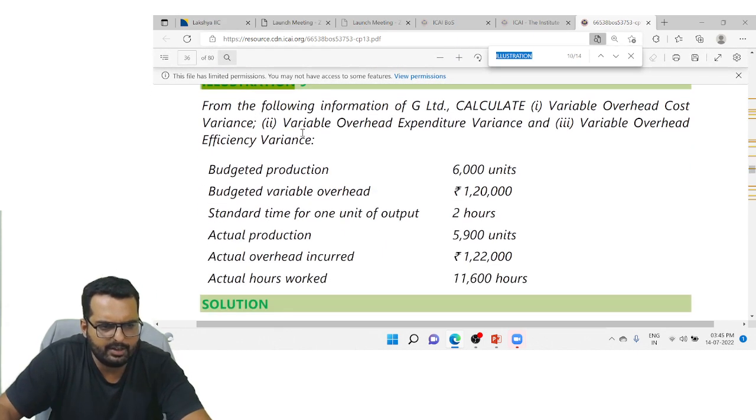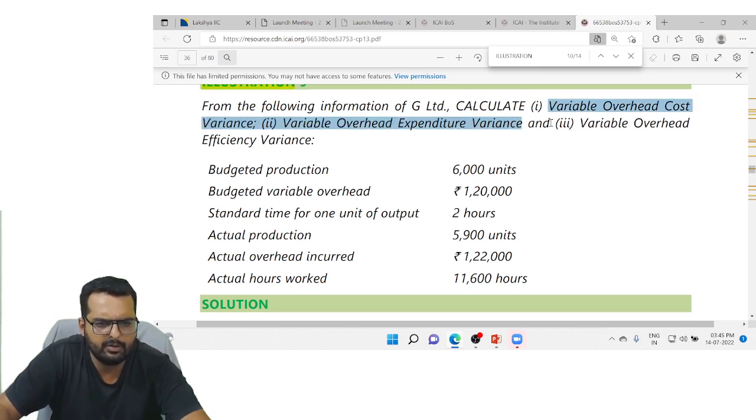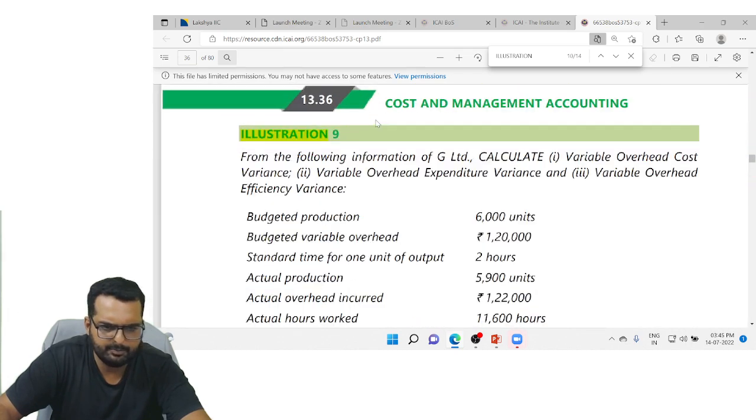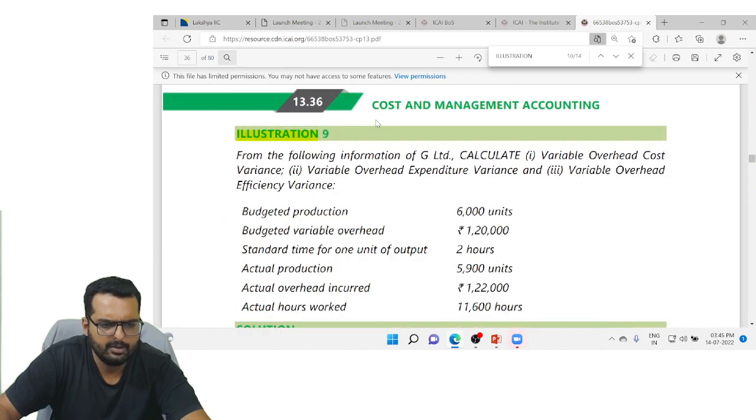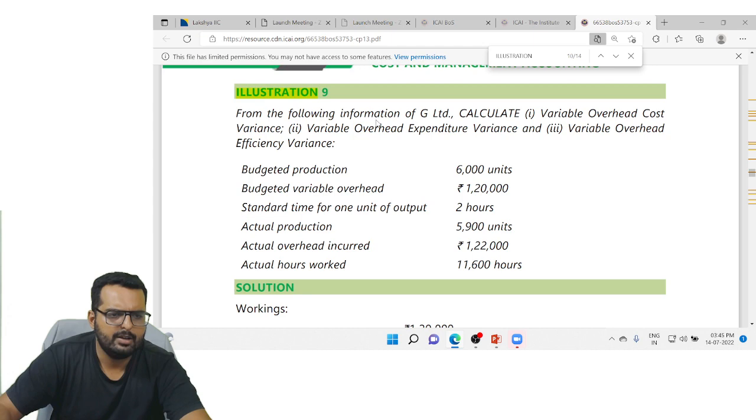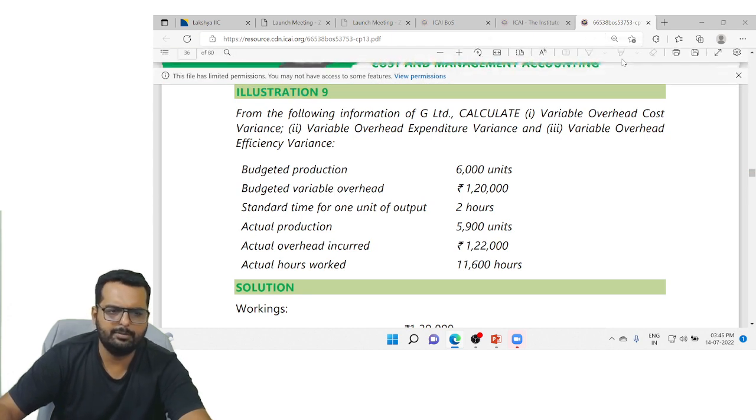Illustration 9 is where we come to fixed overhead. This question is completely variable overhead: cost variance, overhead, variable overhead efficiency variance. All right. So this problem is completely variable overhead. Can we do this also, friends? Please do this. I'll give you 5 minutes.